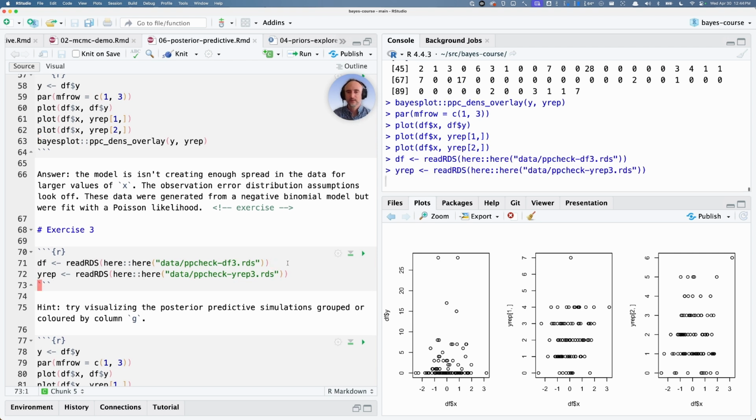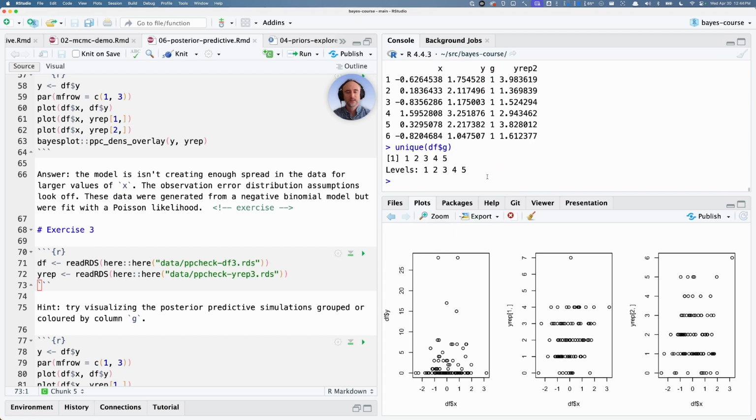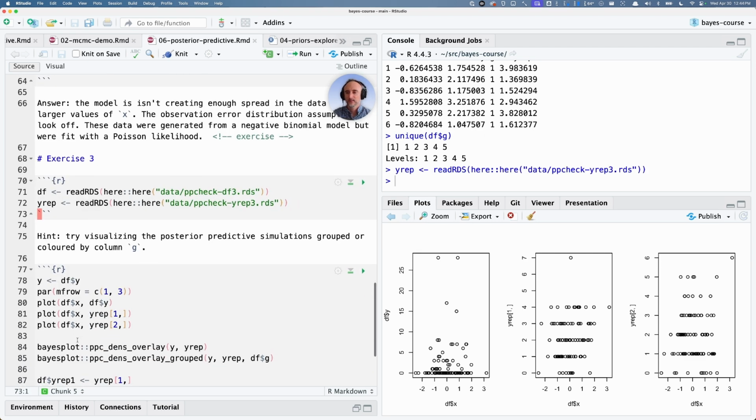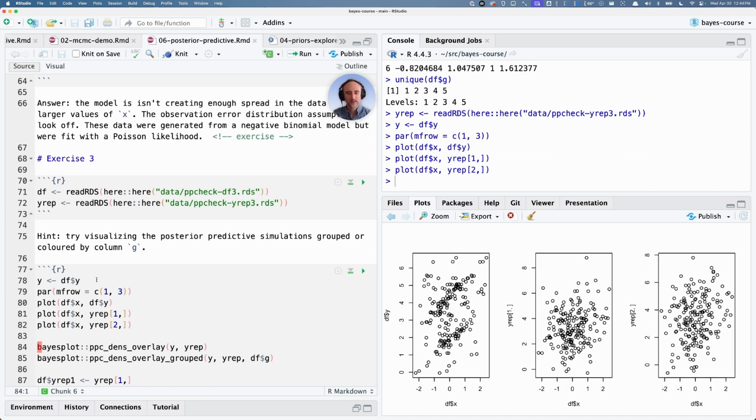Let's look at the third. In this case, I have x, y, and g, and if we look at the unique values of g, I've got 5 different levels. You can ignore yrep2 here. And then I've got some replicate values. So let's try plotting out the data. The data are in the first panel, and I've got 2 simulation replicates here.